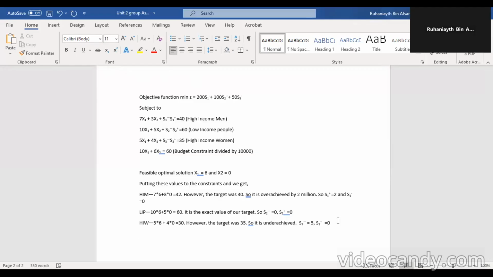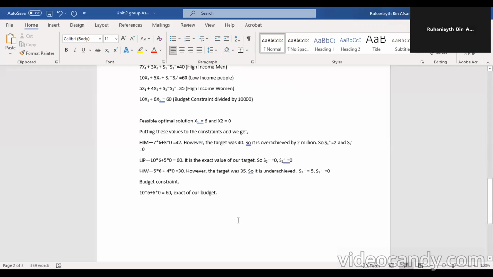Now, if you want to see the budget constraint, which is 10 into 6 plus 6 into 0, is equal to 60, the exact value of our budget. So it satisfies our budget.